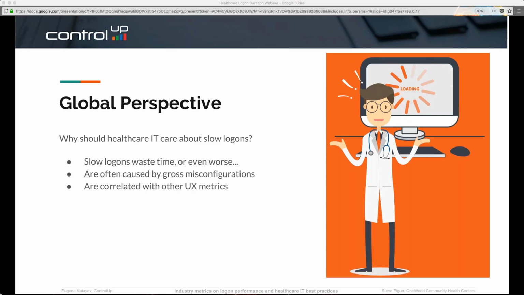So on other delays in the environment, sometimes it has to do with slower applications, sometimes it has to do with slower websites on the intranet or other systems responding slower. In other words, if your logons are slow, chances are that other things are also slow in the same environment. So it's a good indicator of slowness and bad user experience outside of the logging process.